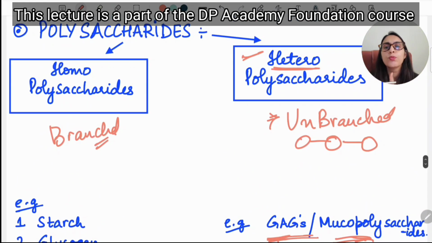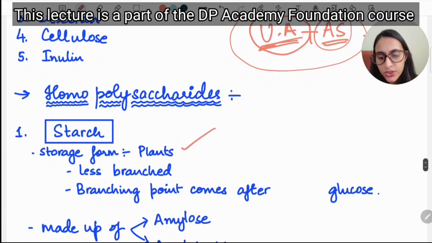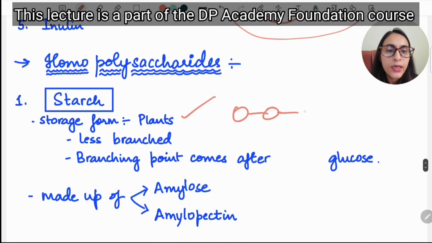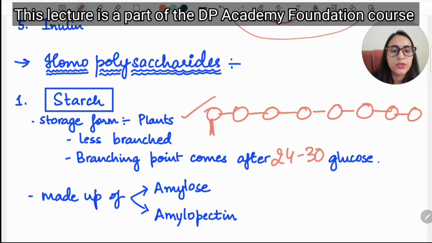Now talking about homopolysaccharides, the first one is starch. The storage form in plants is starch. It is less branched, and the branching point in a starch structure comes after 24 to 30 glucose units. So after 30 glucose units, one branching point comes.